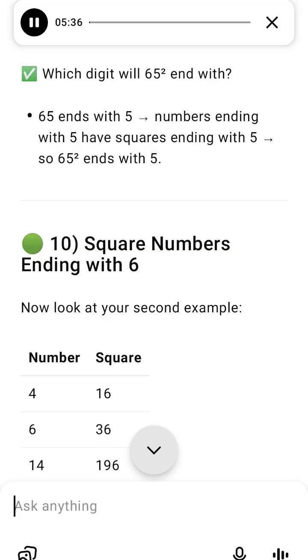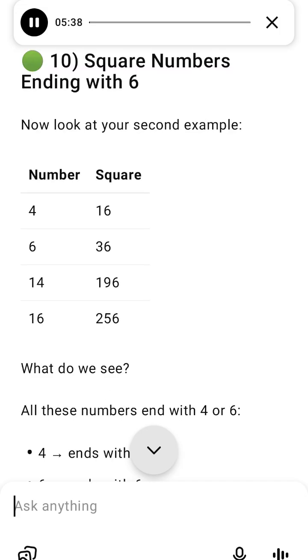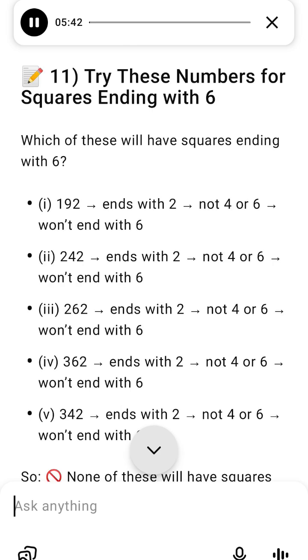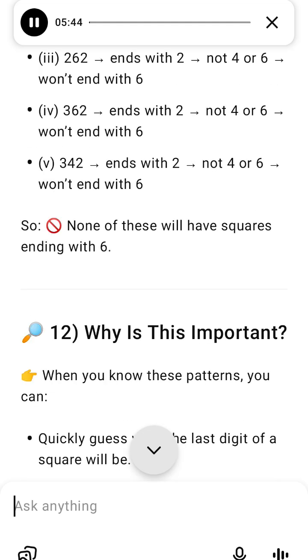13. Final rules to remember. Summary. If a number ends with 1 or 9, its square ends with 1. If it ends with 2 or 8, the square ends with 4. If it ends with 3 or 7, the square ends with 9. If it ends with 4 or 6, the square ends with 6. If it ends with 5, the square ends with 5. If it ends with 0, the square ends with 0. Square numbers never end with 2, 3, 7, or 8.